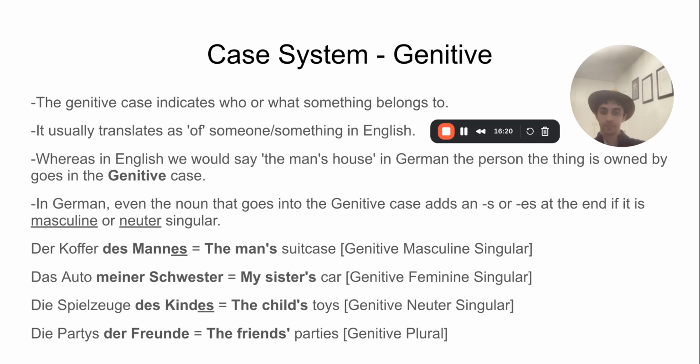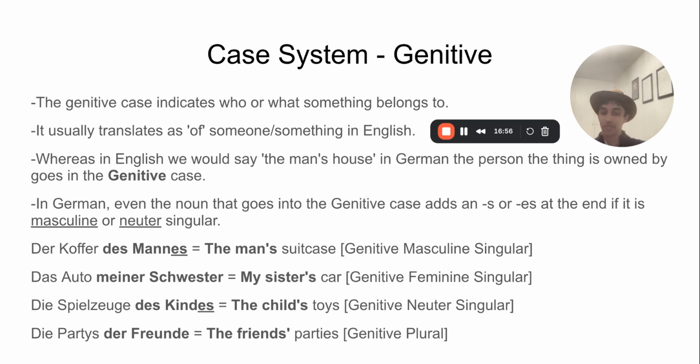other words. In English, for example, we'd say the man's house, meaning the house belonging to the man. In German, though, they would express it differently. So the person the thing is owned by, here the man in that particular example, would go in the genitive case. So in German, they'd have a sentence something like the house of the man. And instead of using a preposition for of, you could simply put the man, the owner of the object, into the genitive case. That's how it would often be done in German.